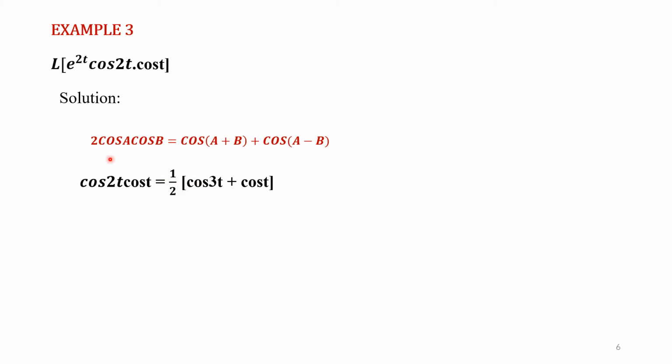Why do we get this half? Because in the formula we have 2 cos A cos B. Here 2 is missing, so multiplying and dividing by 2. Now take Laplace on both the sides.